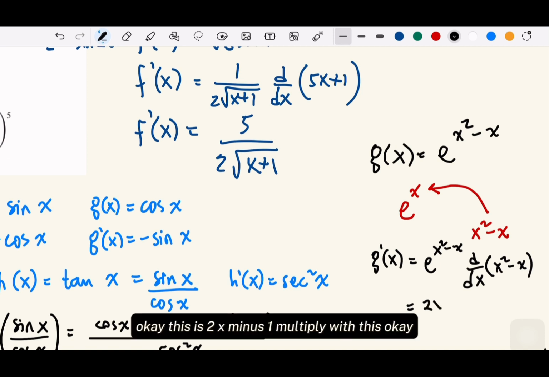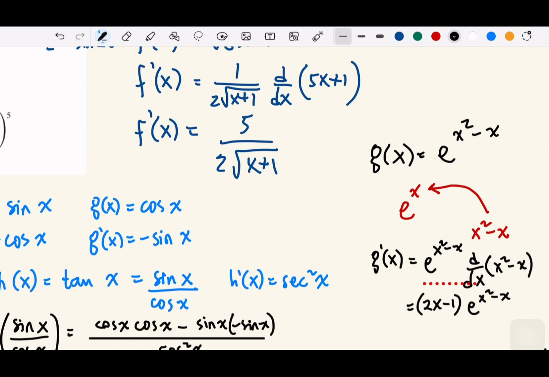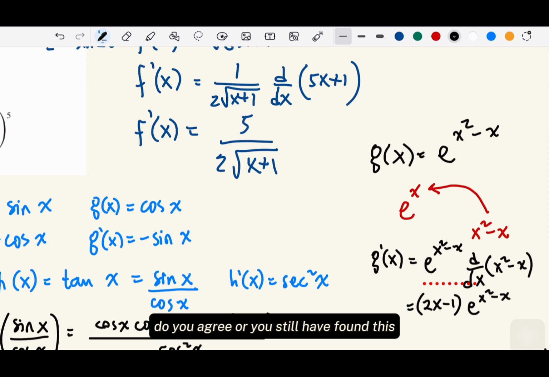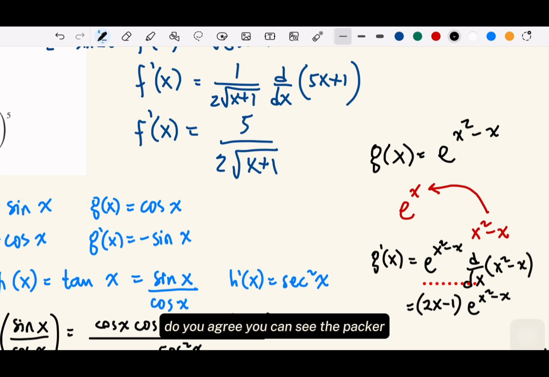Okay, this is 2x minus 1 multiplied with this. So when you find the patterns, it actually becomes much faster. Right? Do you agree? Or do you still find this a little bit slow for you? Or do you need more practice? Do you agree? Can you see the pattern or no?